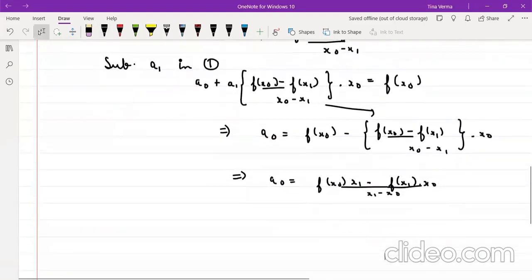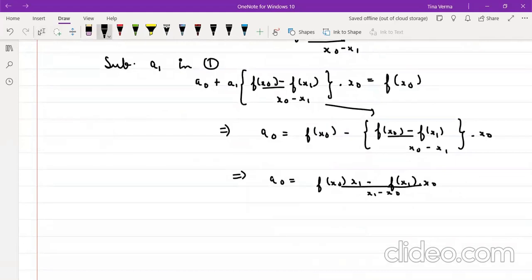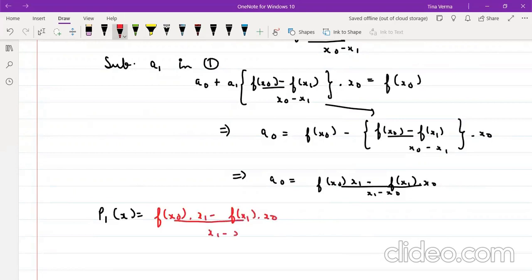So now you have the values of a1 and a naught. So what will be my polynomial? My a naught value is f of x naught times x1 minus function value at x1 times x naught, upon x1 minus x naught, plus a1 into x, where a1 is f of x naught minus f of x1 divided by x naught minus x1. We have this polynomial.